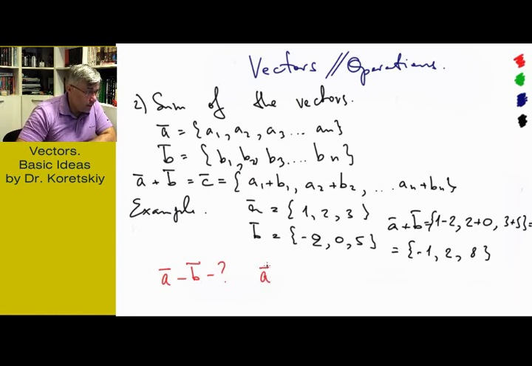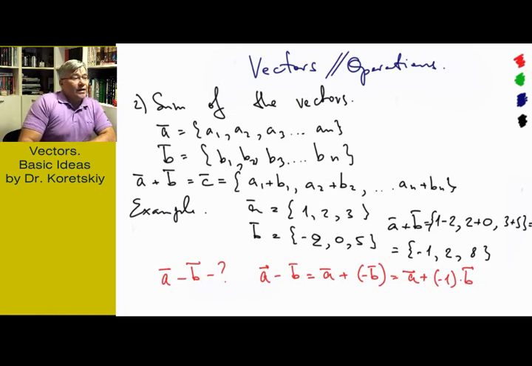So a bar minus b bar equals a plus minus b here, and it is the same as a plus minus 1 times b. So we can consider the subtraction of the vectors as an addition of the vectors, or sum of the vectors, when the vector a keeps the same, but the vector which we have to subtract, we just multiply by minus 1.